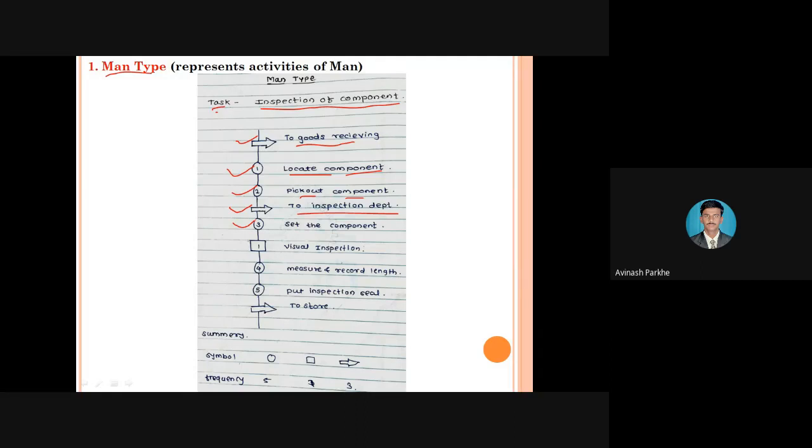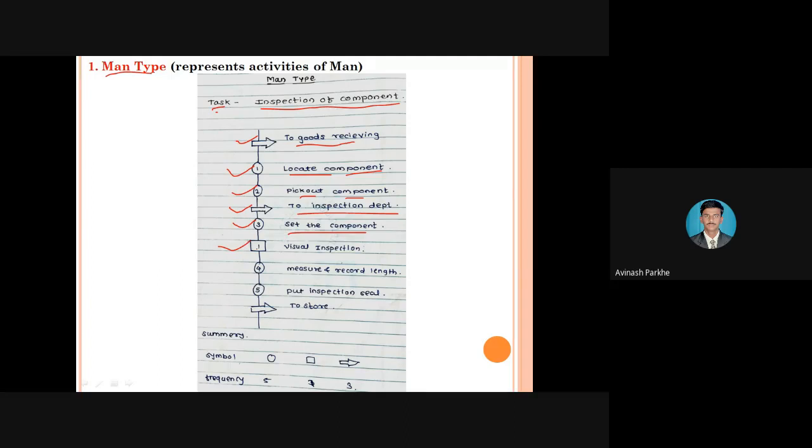Now that operator or that particular man, he has to start the inspection of that particular component. So what he will do, he will go for the set the component. That means he will fix the component at one location. And then second, visual inspection. It is represented by the rectangle.